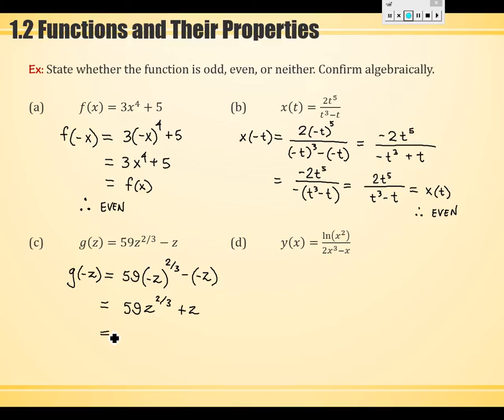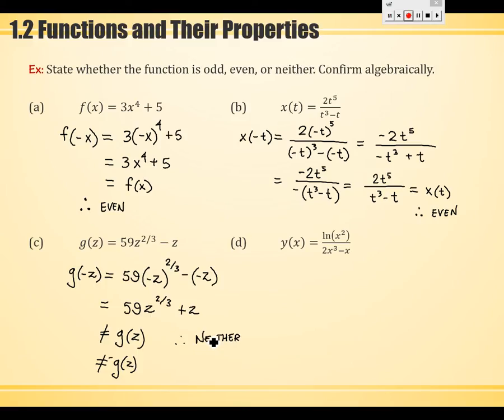So I ask, is that the original function? Not quite. It's not quite equal to the original function, right? Is it the opposite of the original function, like if you negated the entire thing? It actually isn't either of those things. So therefore, it's neither. And in order to prove something's neither, you really do have to prove that it's neither odd nor even. So we've done that. What about the next one?